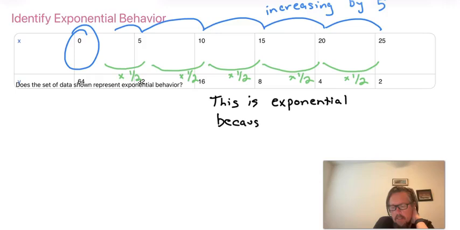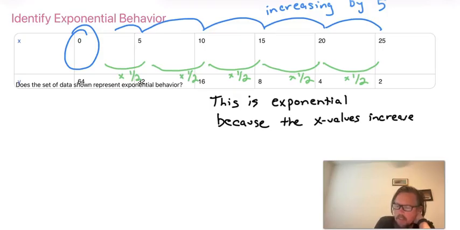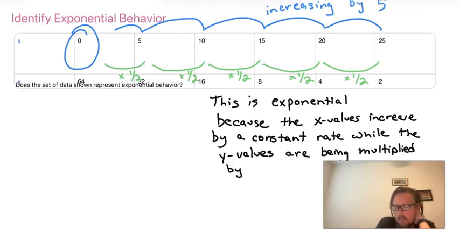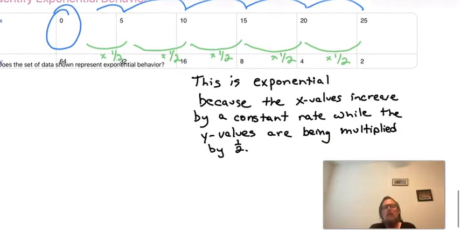Because the x values increase by a constant rate, while the y values are being multiplied by 1/2. So that's why they're exponential.